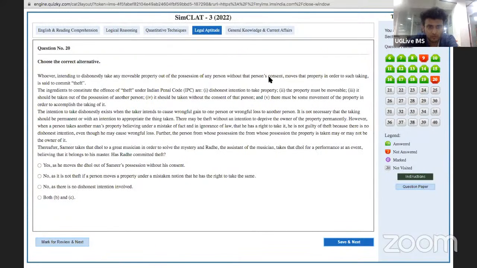Sameer takes the dhol to a great musician in order to solve the mystery, and Radhe, the assistant of the musician, takes the dhol for a performance at an event, believing that it belongs to his master. Has Radhe committed theft? Again, यहाँ पे dishonest intention नहीं है ना? So again, the correct option here will be C.